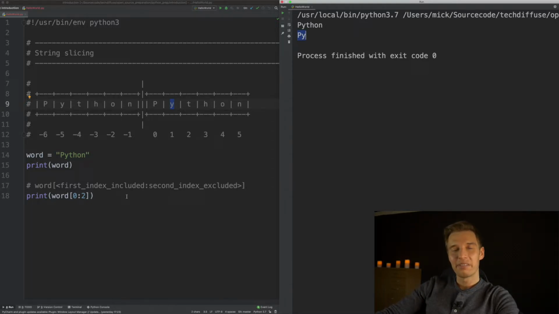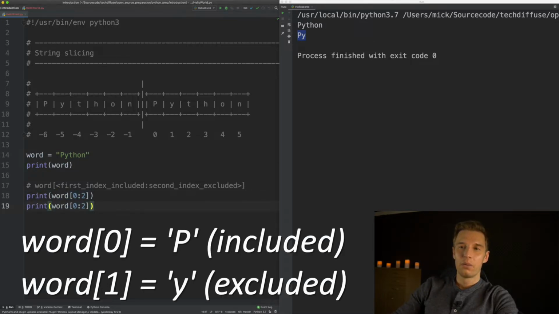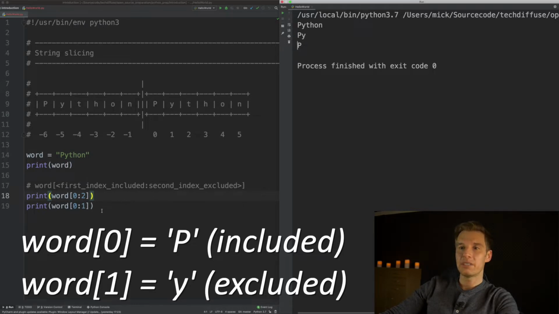This is pretty much everything you need to know about string slicing. It's a very easy way in Python to get substrings of a string. And to make some more examples, we can do this further. For instance, we make a copy and we put in a 1 here. So we have 0 and 1. But we know that the first one is included and the second one is excluded. So we expect only the P to be printed out. And this is exactly what happens.